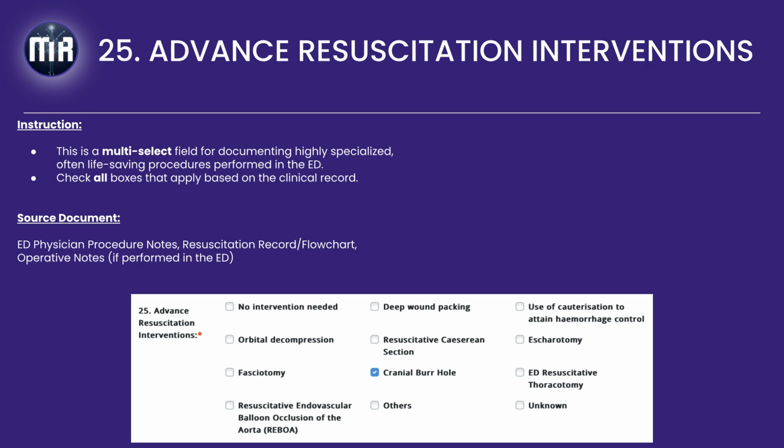Let's briefly review some of the procedures listed here so their significance is clear. ED resuscitative thoracotomy. This is an emergency procedure to open the chest in the ED, typically for a patient who has just lost signs of life. Cranial burr hole. This involves drilling a hole in the skull to relieve pressure on the brain. REBOA, resuscitative endovascular balloon occlusion of the aorta. This is a highly advanced technique to control massive internal bleeding by placing a balloon in the aorta.